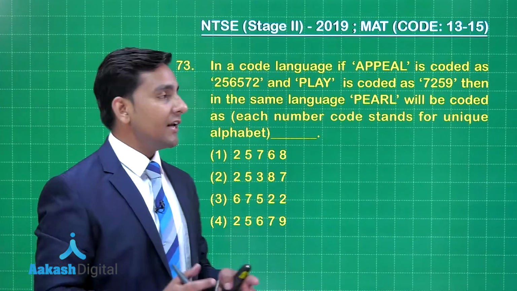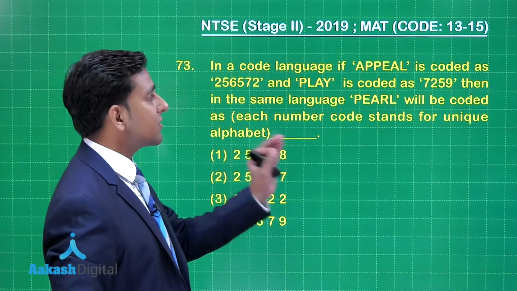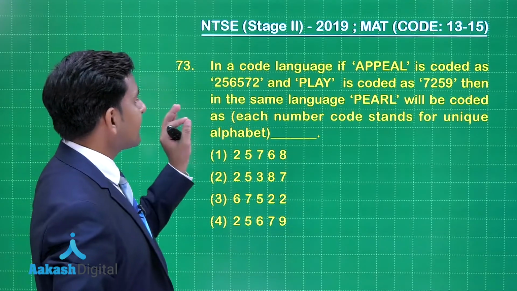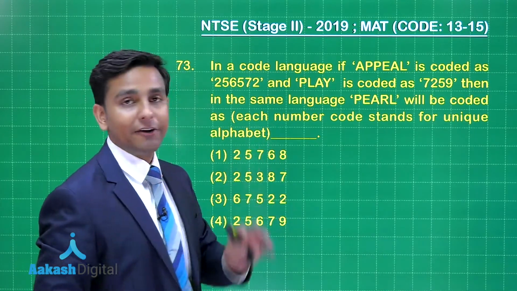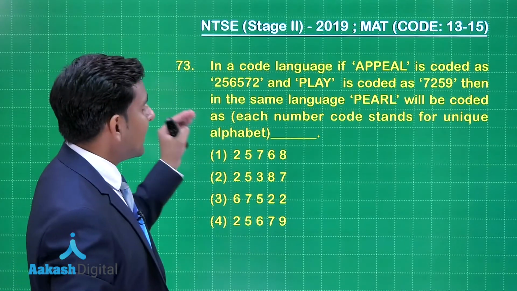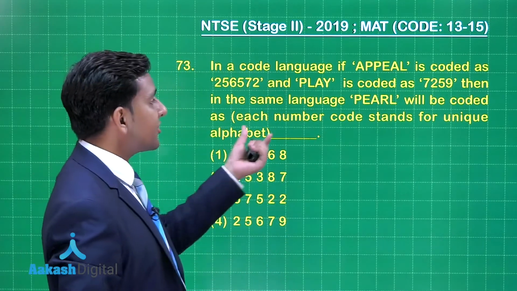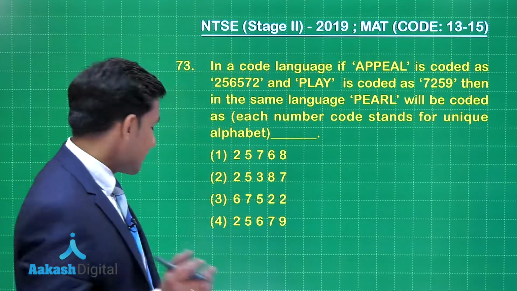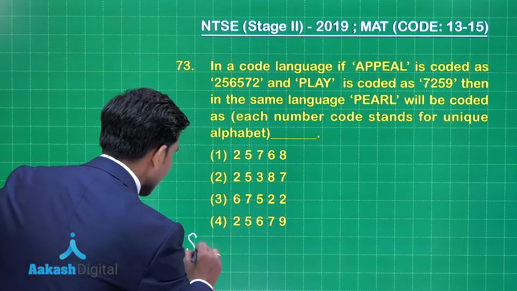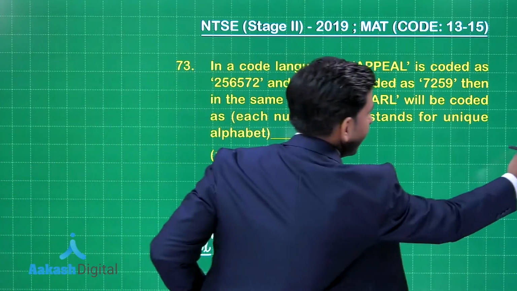Now let's solve next question, that is question number 73. In a code language, if appeal is coded as 256572 and play is coded as 7259, then in the same language Perl will be coded as? Each number code stands for a unique alphabet. So first of all, let's decode the coding pattern. Again, a question based on the concept of coding and decoding.